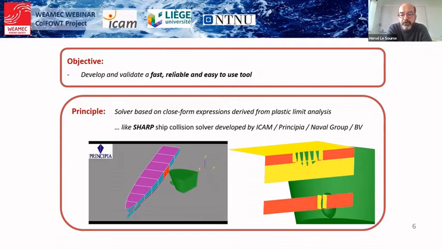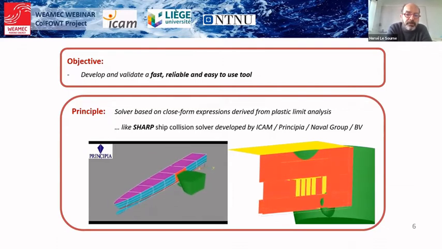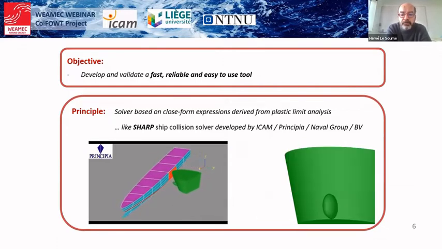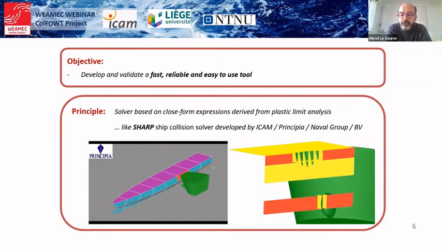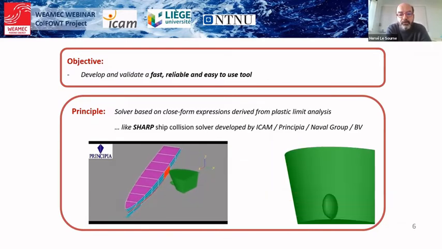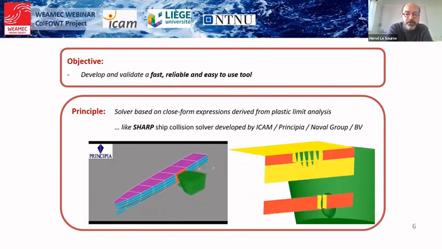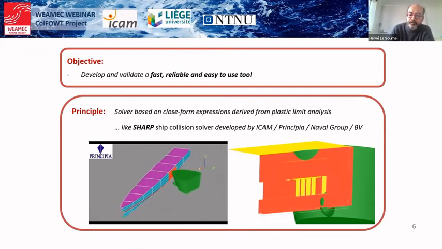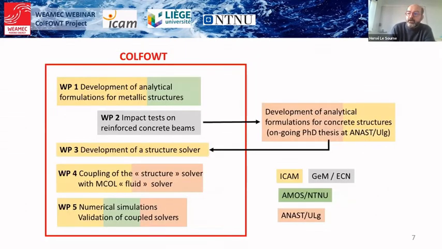So the solver developed in the ColFOWT project, in fact, is similar to the solver SHARP, which has been developed in France by ICAM Engineering School, Principia, Naval Group, and Bureau Veritas for ship-ship collision. As you can see on this slide, the ColFOWT project is realized in strong collaboration with University of Liège, University of Trondheim in Norway, and Central Nantes Engineering School in Nantes.